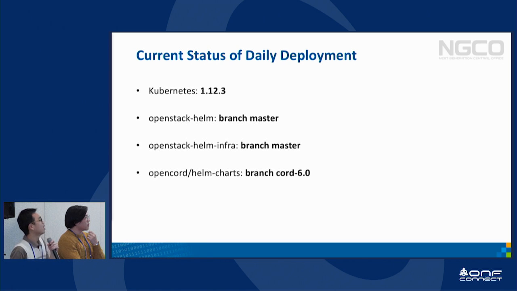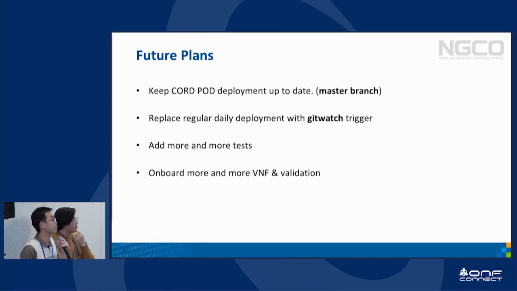But as for the OpenStack-Helm chart project, we still stick to the branch core 6, because we did some modification for doing the physical switch integration. So keeping the code path deployment up to date is our first future plan. That means we want to make our code path deployment run against the master branch of every repository that I mentioned before. Second, I want to replace the daily deployment with a git watch trigger. I won't do the daily deployment anymore. I will keep monitoring the repositories that I listed before, and if any new commit is pushed, the deployment process will trigger automatically against the latest code.